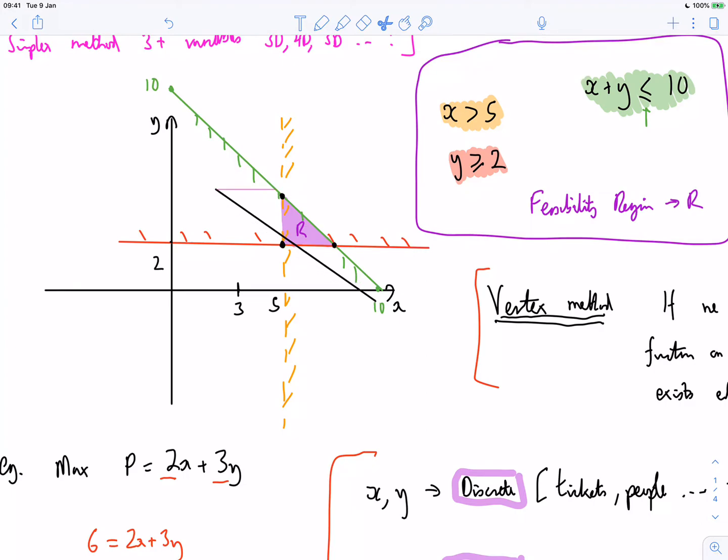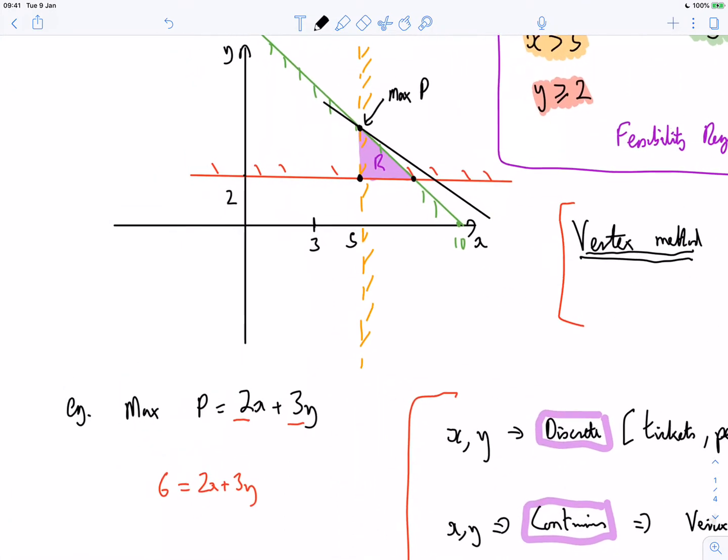And now as I slide it along, it's in the space. And now notice it's going to touch the bottom right vertex next. And if I keep going, the top left vertex is the last point for which that objective line leaves the feasibility region. So we can conclude that this point here is the maximum. This is the maximum P.